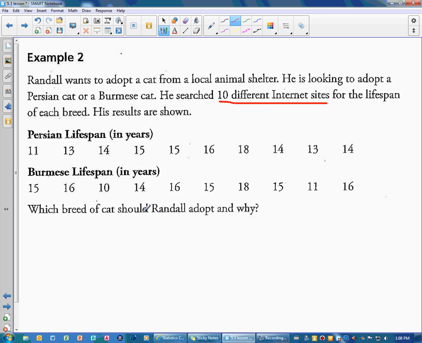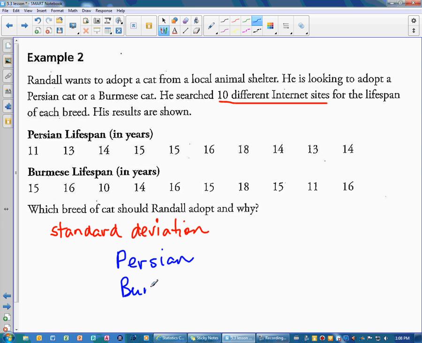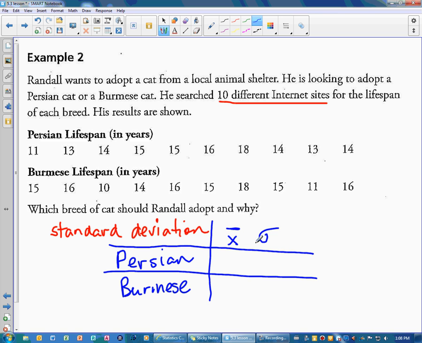Okay, so it says, which breed of cat should Randall adopt and why? So what we're going to do is find the standard deviation, because what you would want here, if you were trying to determine what kind of cat to adopt, you'd want a cat that lives as long as possible. So let's go Persian and Burmese. So we should find out what the average is and what the standard deviation is. So how long on average do these cats live, and what's the standard deviation?